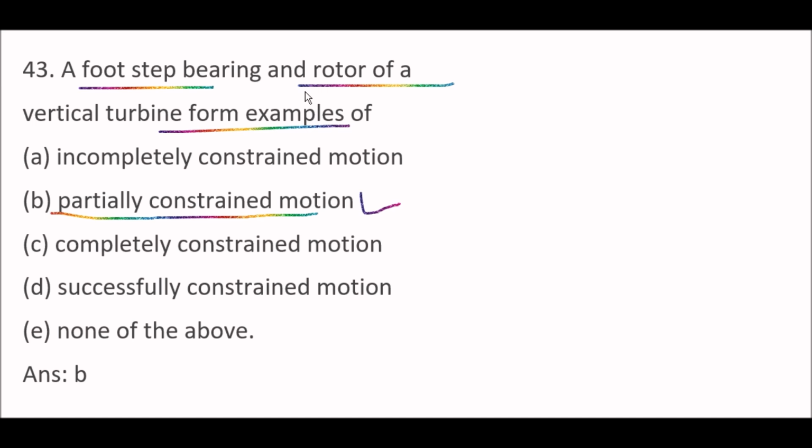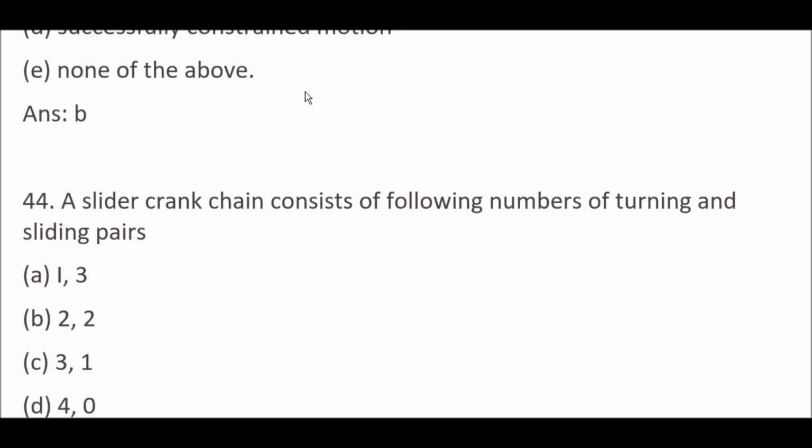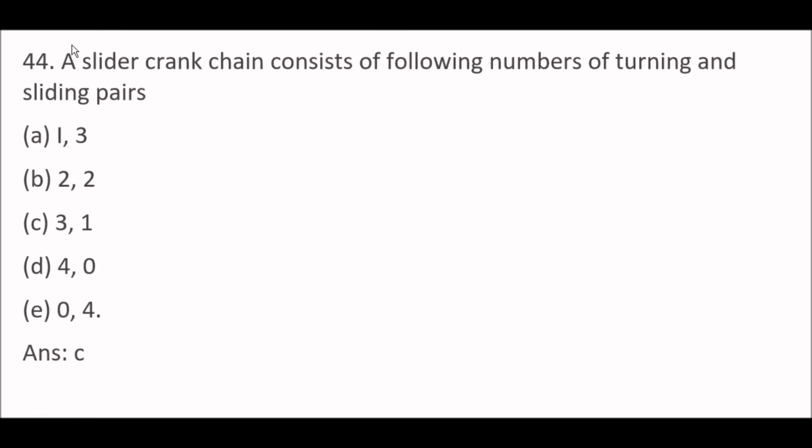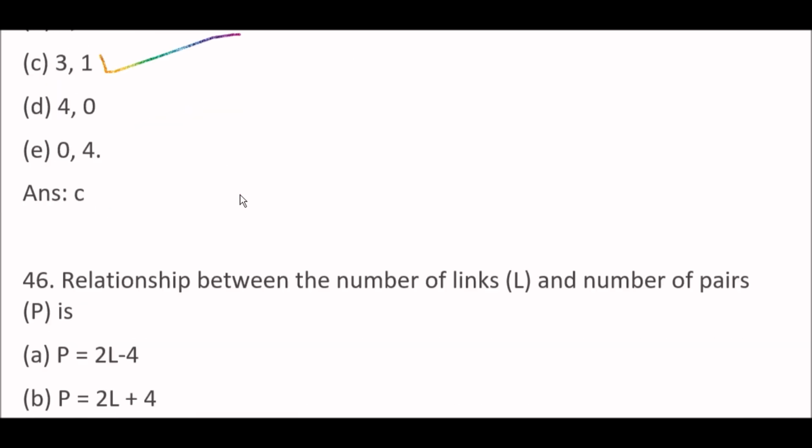Okay. Next question. A cylinder crank chain consists of following number of turning and sliding pairs. Option A 1, 3, option B 2, 2, option C 3, 1, option D 4, 0, option E 0, 4. And right answer here is option C 3, 1. A cylinder crank chain consists of following numbers of turning and sliding pairs, 3 and 1 respectively. Next question.